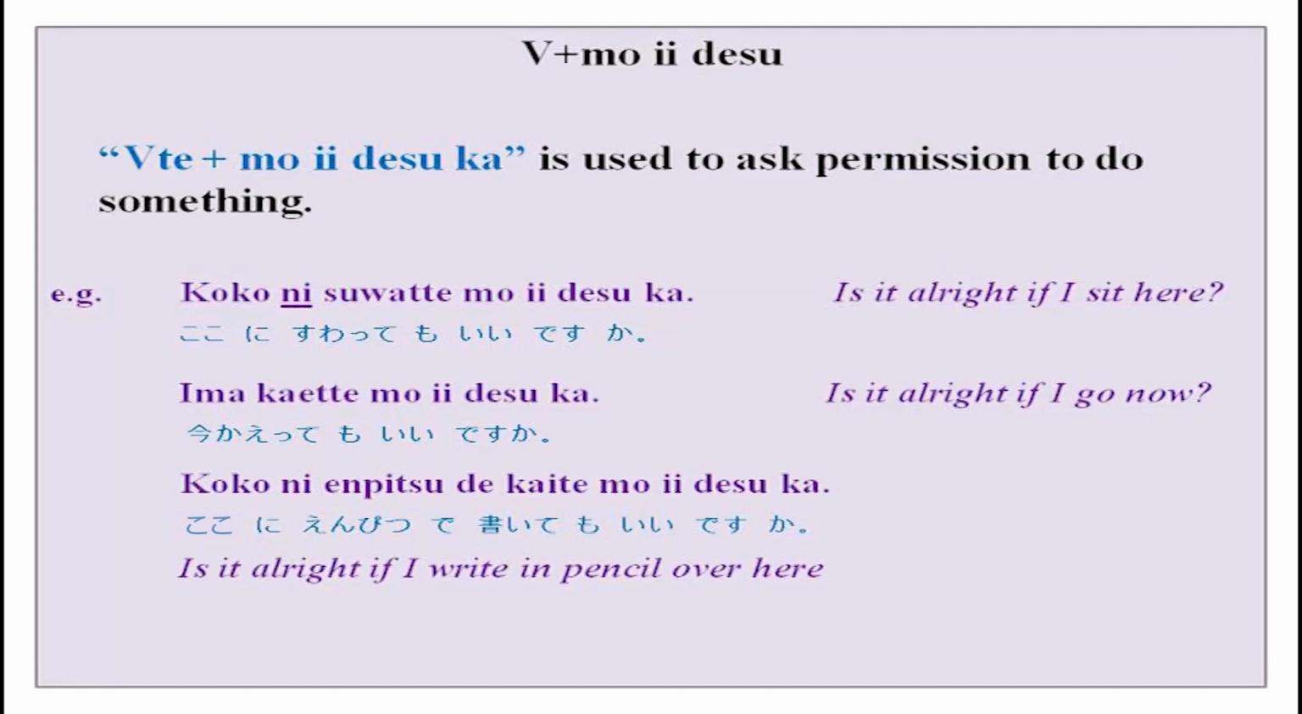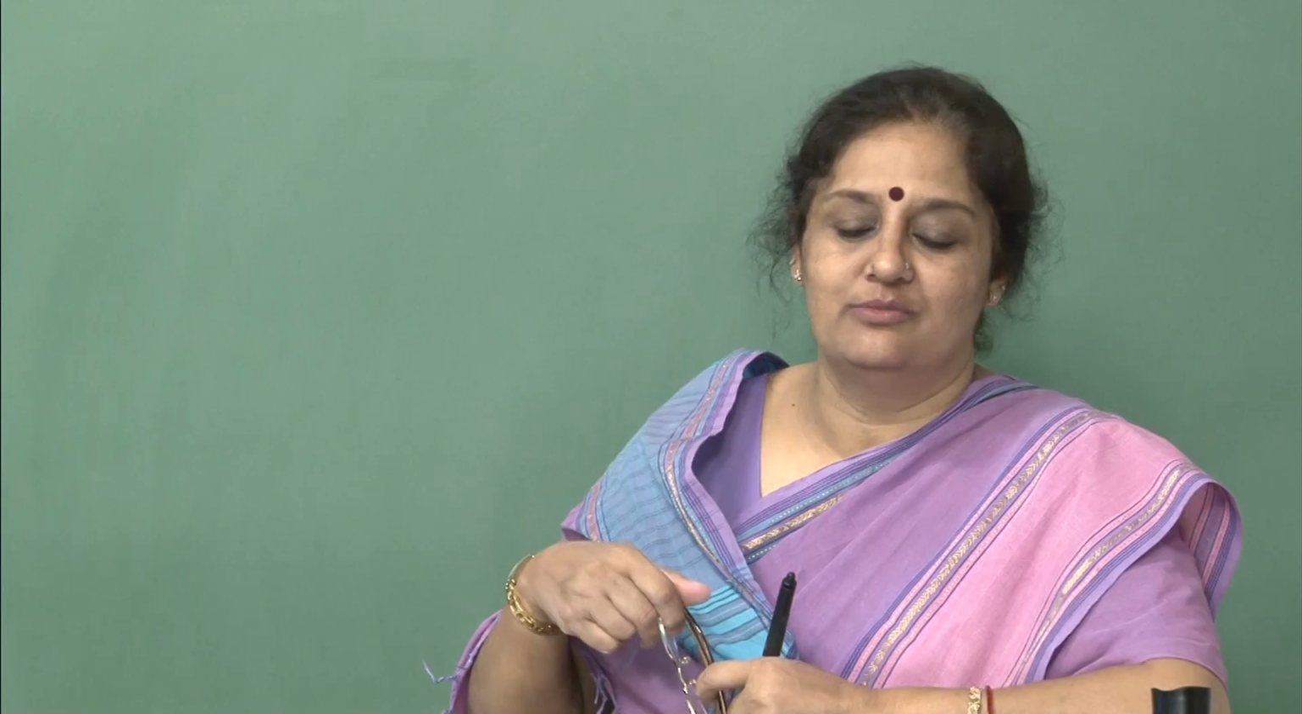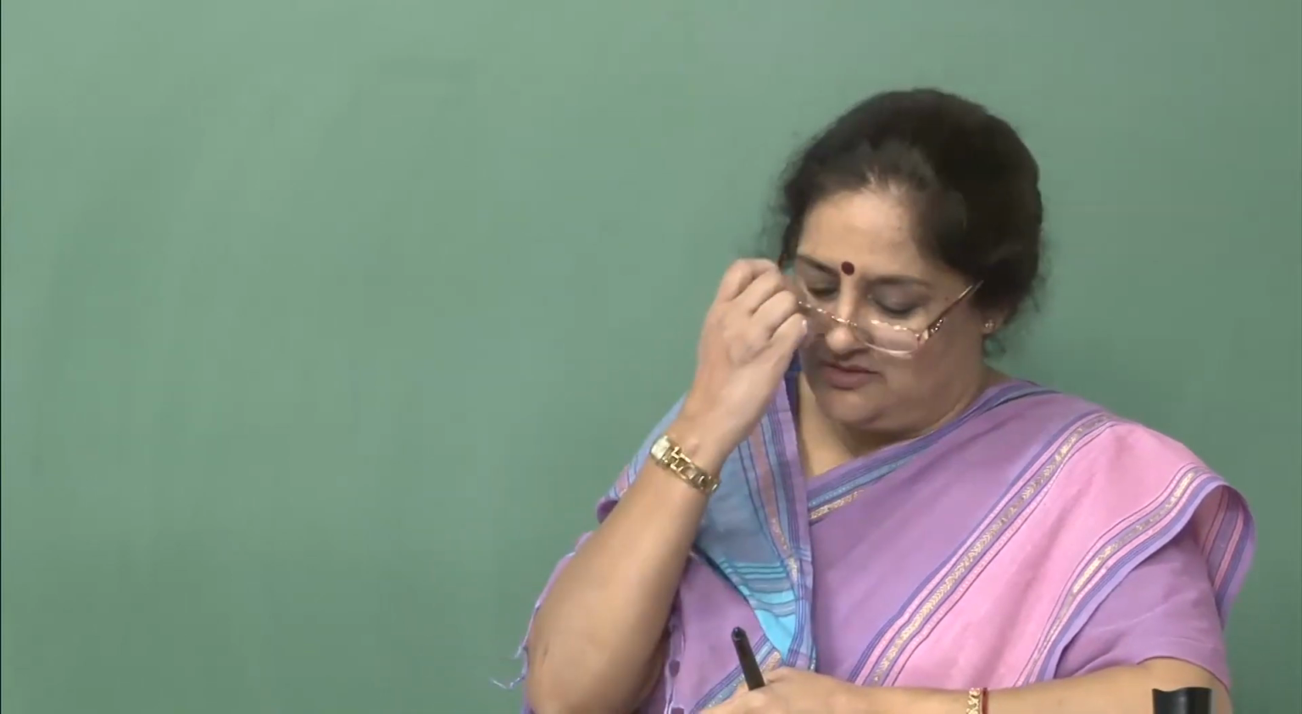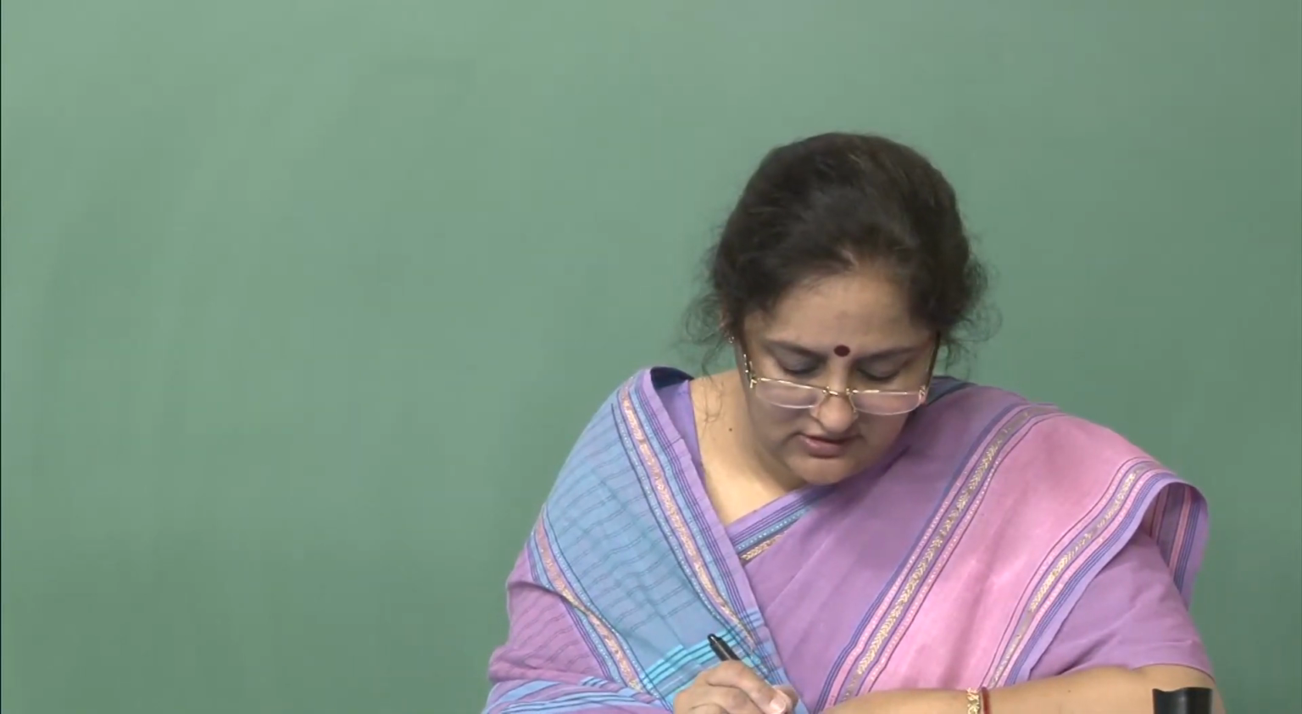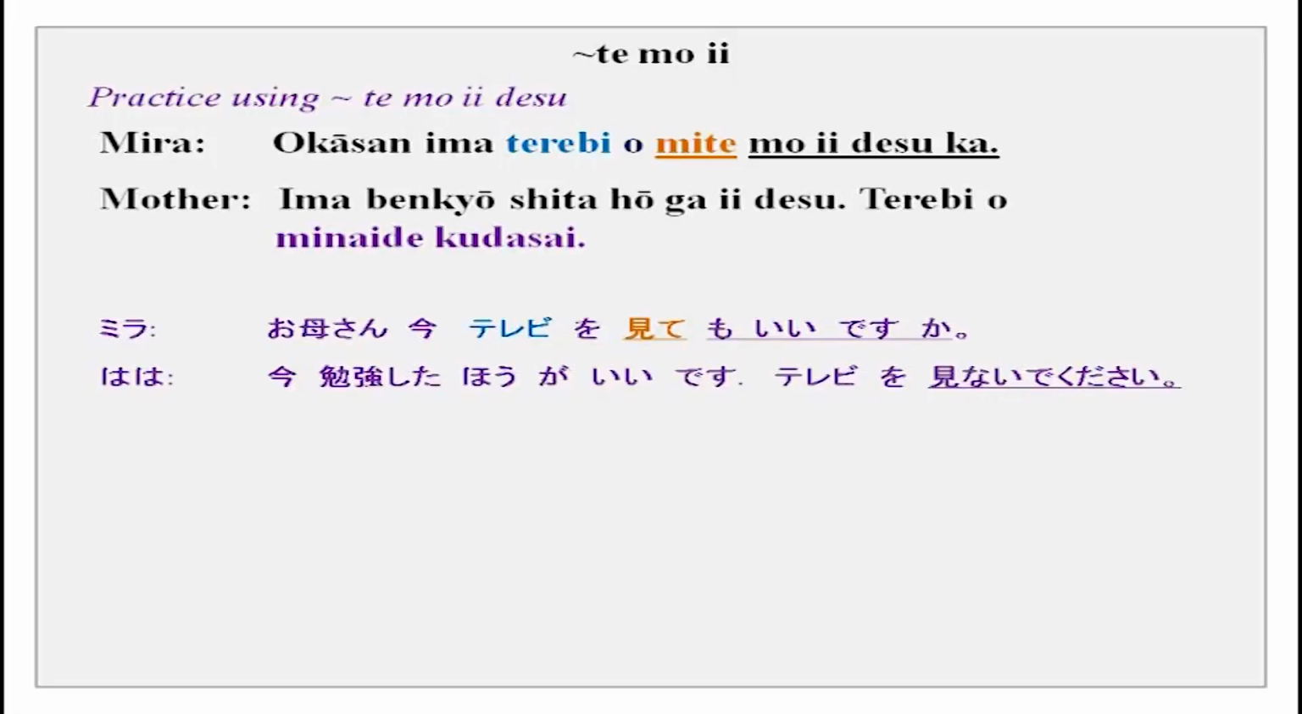So, when you want to do something or you are asking for permission, this is the best way to ask. Is it all right if I do this? Please, may I do this? That is a polite way of asking. Now, we will practice over here and you will see how simple it is. It is not very difficult at all.